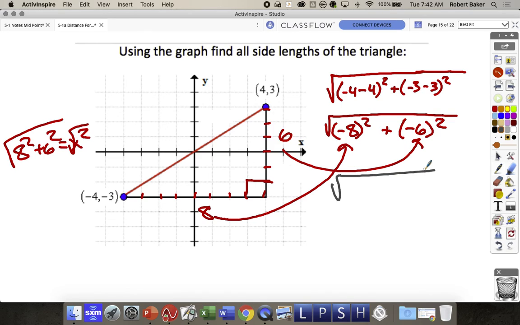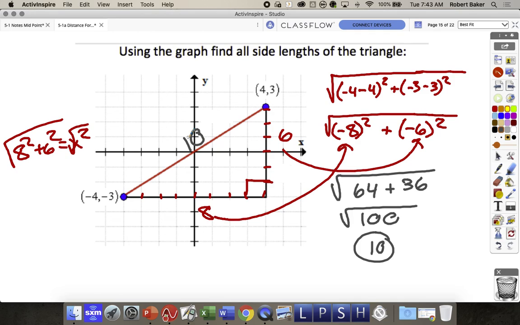-8 times -8 is positive 64. -6 times -6 is positive 36. That's the square root of 100. So 10. That means that this line is 10 units long. Alright, so the Pythagorean theorem and distance formula are the same thing.